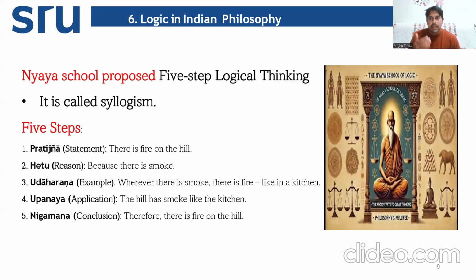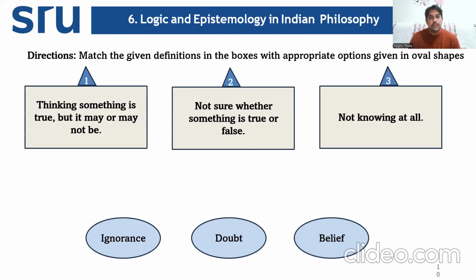What are the 5 steps? Let us repeat them once again. Pratijñā, which means statement, followed by Hetu, identifying the right clue and reason behind it. To convince other people your reason is correct, you need an example, the example of the kitchen where there is a fire. Then Upanaya: whatever example you have given, you need to apply that to the real-time situation. And finally, you come to the conclusion, Nigamana, that there is a fire on the hill. These are the 5 steps proposed by the Nyaya school.